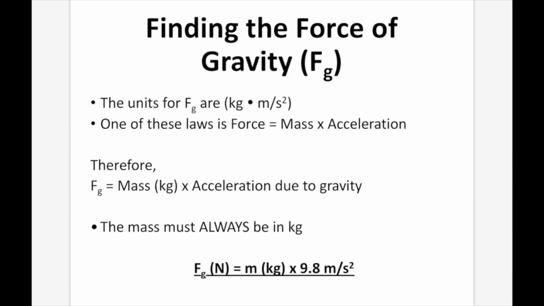Finding the force of gravity, Fg. The units for Fg are kilograms times meters per second squared, and we talked about the fact that that is newtons. Now, one of the main laws of force is force is going to equal mass times acceleration. Therefore, Fg is going to equal the mass in kilograms times the acceleration due to gravity. So we're taking the mass of the object times the acceleration due to gravity, which is going to be 9.8 meters per second squared. And keep in mind, you always need to have your mass in kilograms.